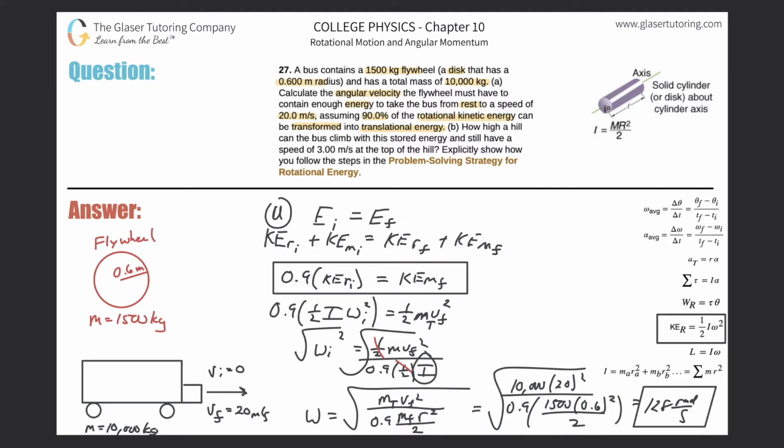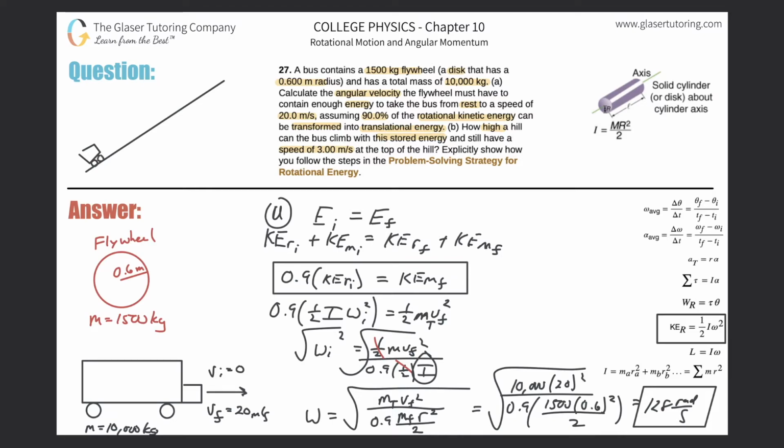Now letter B. It says, how high a hill can the bus climb with this stored energy and still have a speed of 3 meters per second at the top of the hill? All right, so let's draw just a quick little picture. Here is our hill. Let's pretend the truck is down here, okay? And it's going to have now a certain amount of stored energy in it, all right?